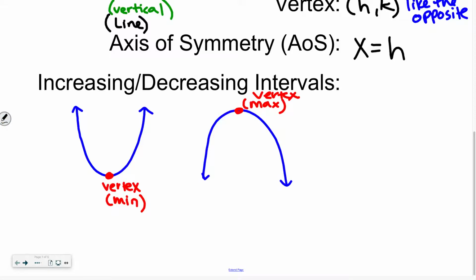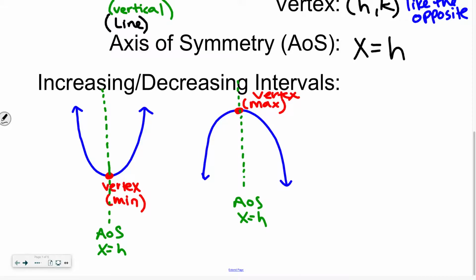Through each vertex would be our vertical line that represents our axis of symmetry. So there's our AOS, and that's going to be x equals h, wherever this is on the coordinate plane. AOS, x equals h. And on one side of the axis of symmetry, the graph is increasing. On the other side, the graph is decreasing. Now, what order that happens just depends on whether you have a min or a max.